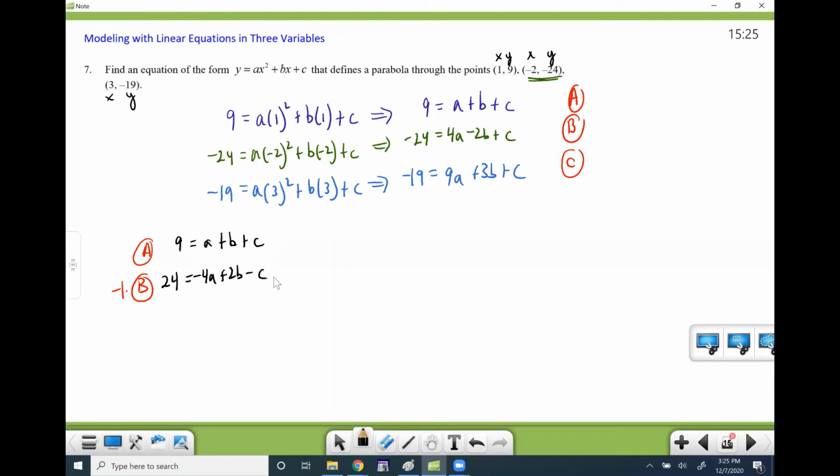That way the C's are opposite of each other, right? That's the whole goal, is to make those C's cancel. If they were both positive, well, I got to multiply one of them by a negative then. All right, so we got 33 equals -3a plus 3b. The C's are gone, box it.